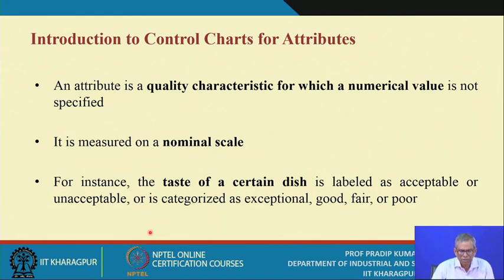And what are the examples? The taste of a certain dish. Can it be measured? It cannot be measured. Either it could be very good or very bad, or it could be fair. So is the level acceptable or unacceptable? Like the kind of painting you have done on the surface of a metal sheet. By looking at the painted surface, you say whether it is acceptable or not acceptable. So these are basically attribute data, and you might say it is exceptional, good, fair, or poor. As I've already mentioned, this is on a nominal scale.